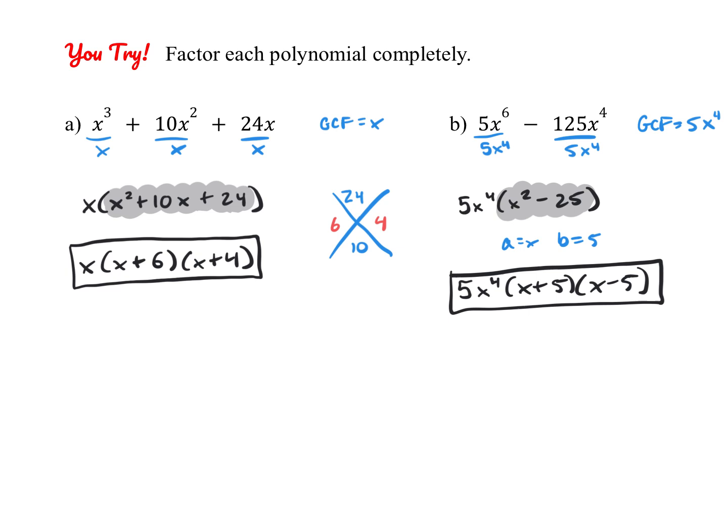Okay, go ahead and check your work here. Both of these problems have a GCF that you can factor out first, and then you can factor more either using magic x or difference of two squares.